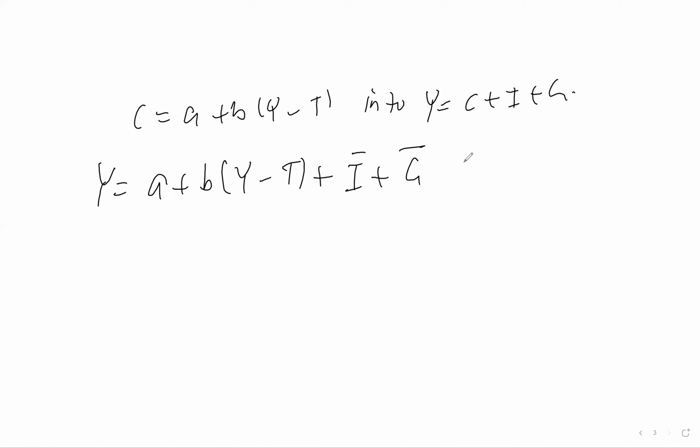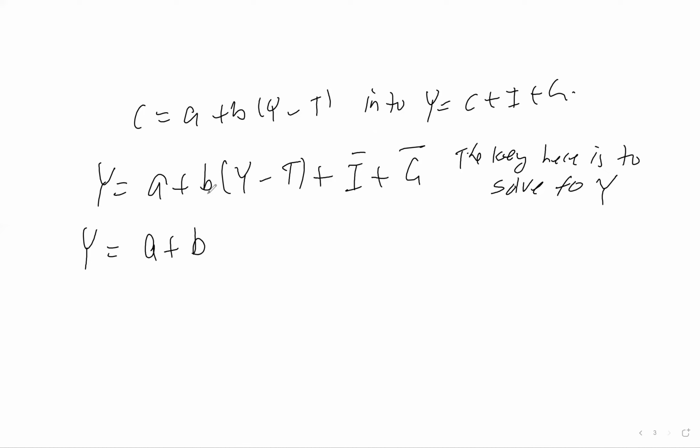The key here is to solve for Y. How do we do that? Let's just simplify this. We have Y on the left-hand side, and then we have A plus, let's multiply this term. Then B times Y is BY. Then minus times minus is plus, so B times T. Again, we continue writing the equation: some level of investment plus some level of government expenditure.